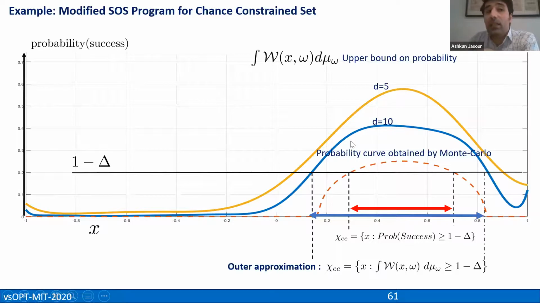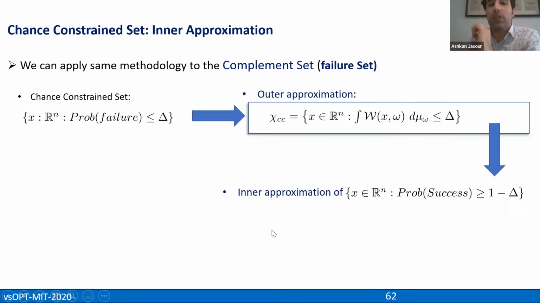So this is the outer approximation. I can also obtain an inner approximation. For this, we can apply the same methodology to the complement set, which is nothing but the failure set. So I'm going to define chance constraints in terms of the failure set of design parameters whose probability of failure is less than delta, apply the same methodology, solve the SOS and obtain the outer approximation of the set. And now this outer approximation of the failure set is going to represent the inner approximation of the chance constraint in terms of the probability of success. So by doing so, I can obtain the inner approximation.